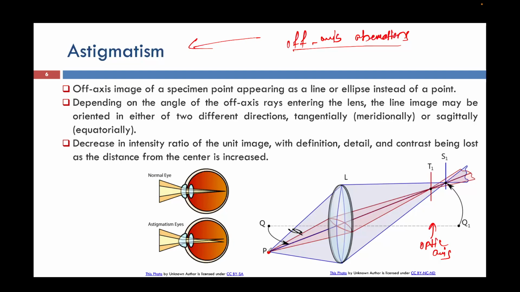That means one of them is equatorial, another one is tangential. Okay, so what will happen? Off axis image of a specimen point appearing as a line or ellipse. So if you are putting a point here, it will appear as an ellipse or as a line. Okay, that thing, because what do I mean by this astigmatism off axis point?